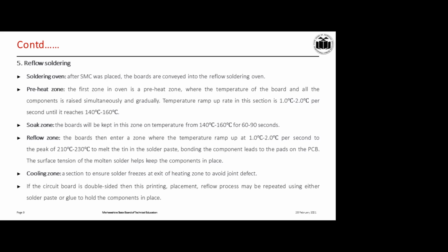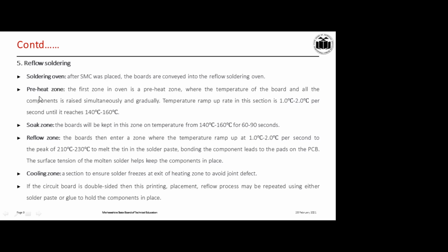Then the fifth step is nothing but the reflow soldering. Here the actual soldering of these SMD components on the PCB is done. So here are the 5 steps in the reflow soldering. The first step is the soldering oven. The SMC is placed in the soldering oven using the conveyor belt. It will come into the reflow soldering oven.